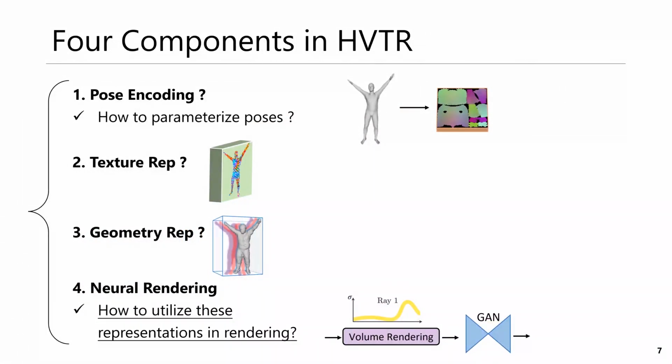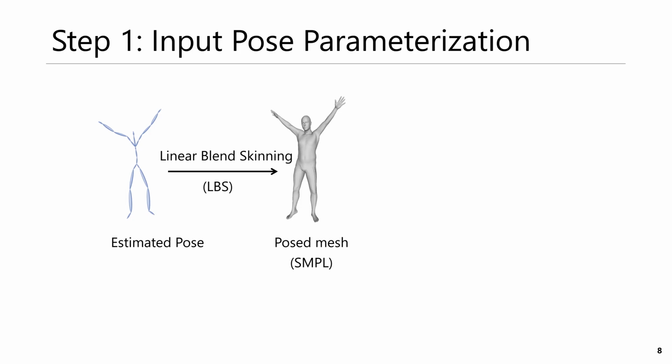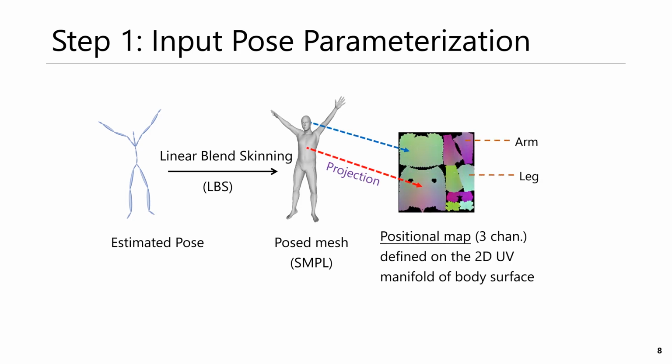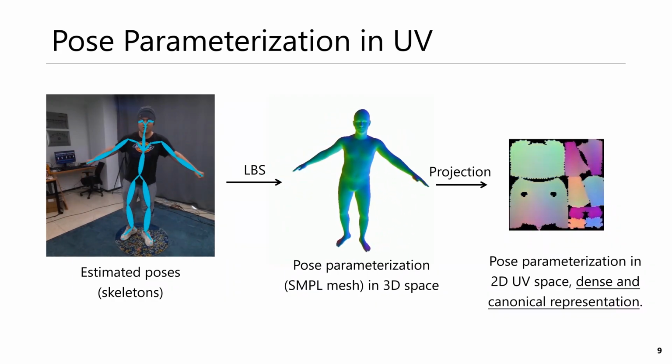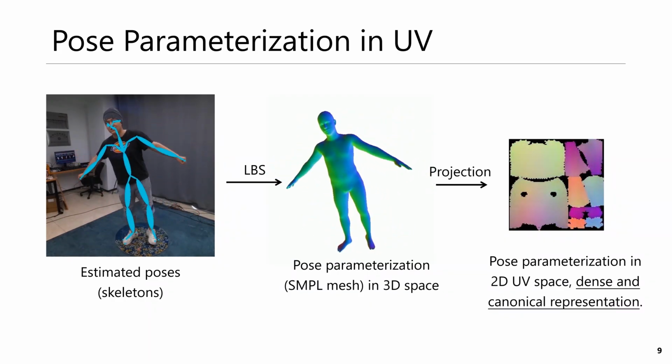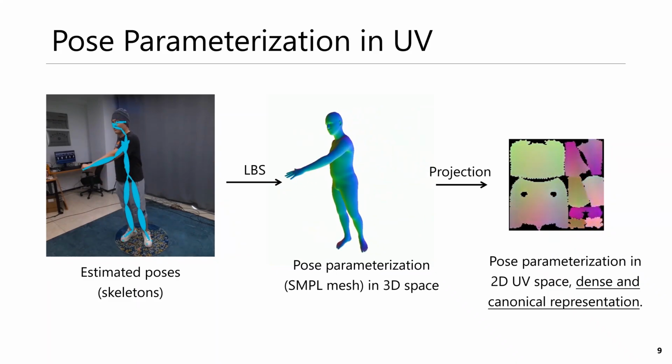Next, I will introduce how the HVTR works. HVTR has four components: pose encoding, texture representation, geometry representation, and neural rendering. The first step is input pose parameterization. We project the input simple mesh into a positional map, which is defined on the 2D UV manifold of body surface. Compared against the pose parameterization in 3D space, our UV-based parameterization is a dense and canonical representation.